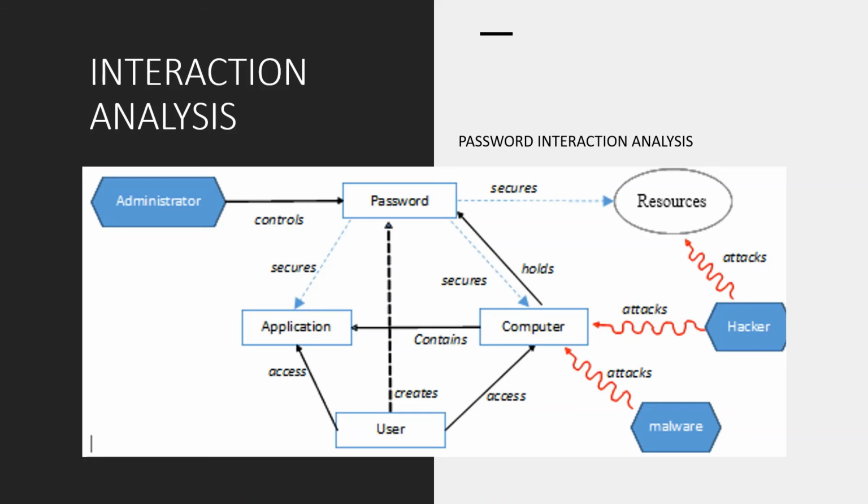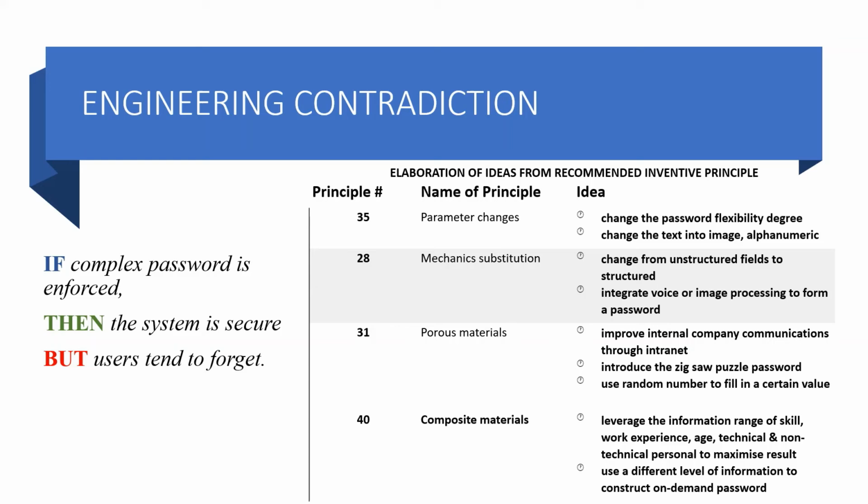As shown in Figure 4, the password interaction analysis, if the password created by the user is complex, then it will secure the system, computer, and application. However, this complex password will make it difficult for users to remember and may result in their failure to access the system. This condition is a typical TRIZ contradiction problem, where improving one characteristic will degrade the other. The following is the contradiction statement used in this paper.